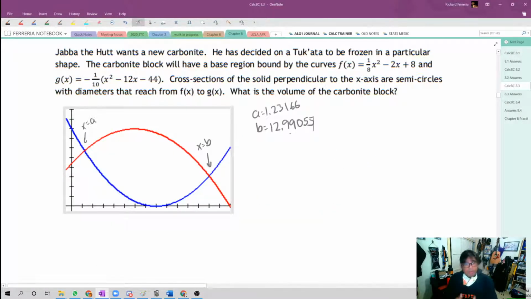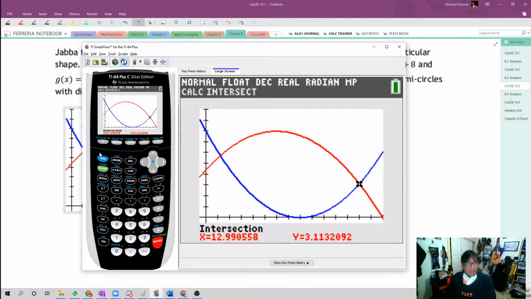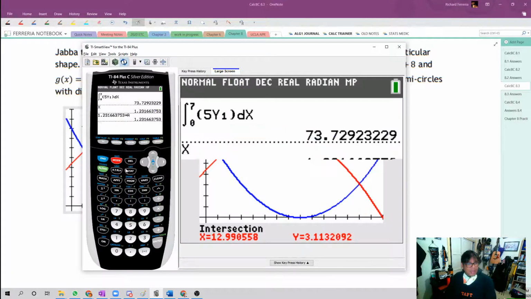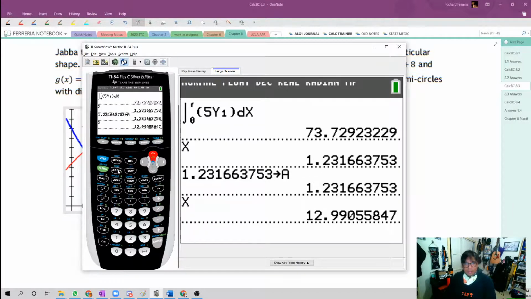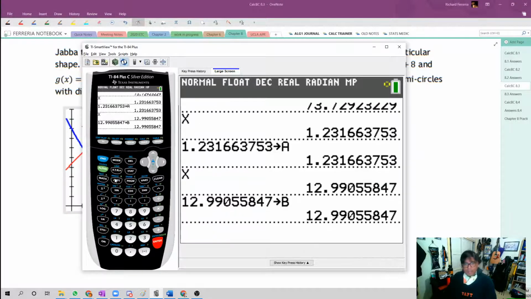Label the diagram. Make B, write down B equals 12.99055. Go back to the calculator and we'll make that x, whatever is currently in x, we'll take that and store that as b. And so on my calculator, all I need to type is a and b if I want to use those values. Next.